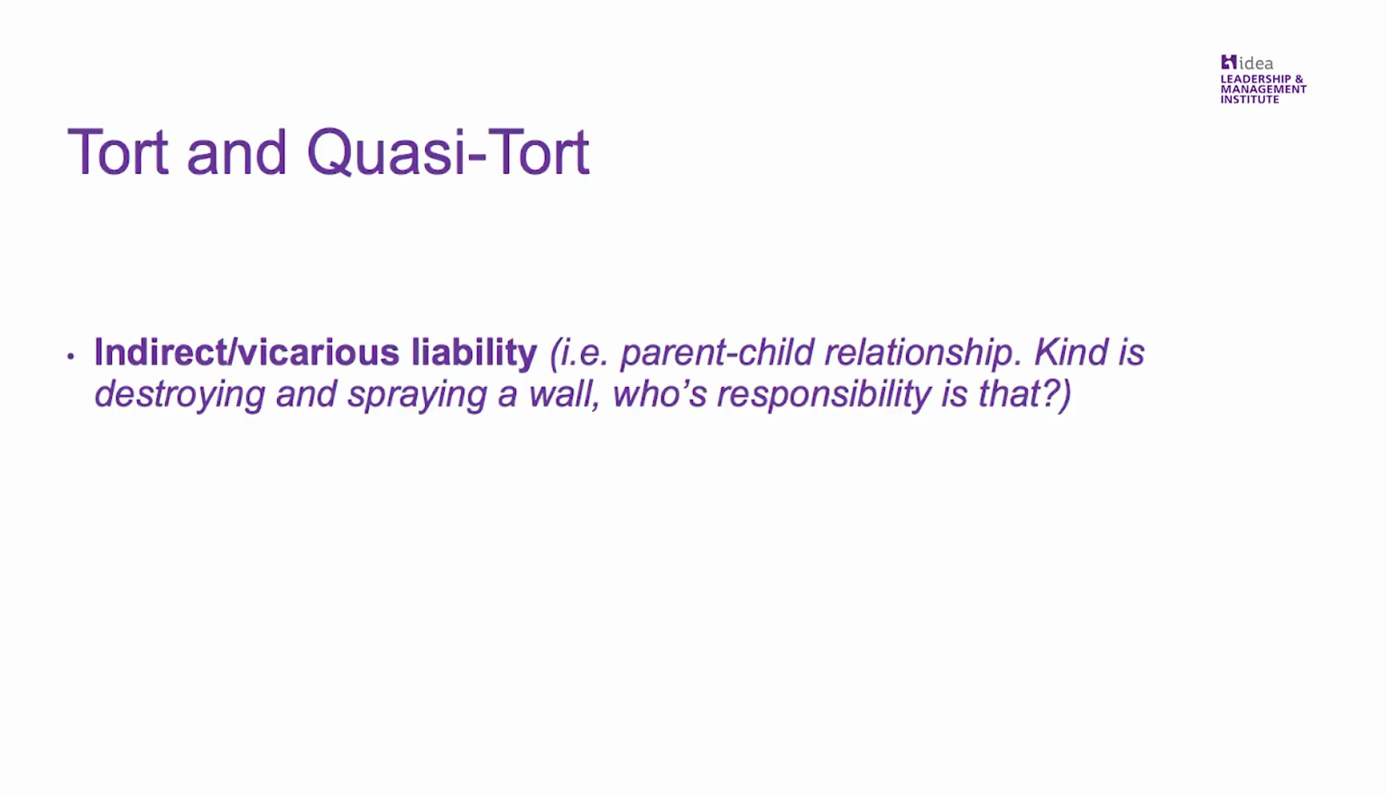Other instances of indirect responsibility, or we call it vicarious responsibility as well, is the parent and child relationship. If, for example, the child mischievously decides to break into a house, or decides to spray paint a particular household, whose responsibility is that? In that case, there is vicarious liability, and the responsibility is of the parents or the legal guardians in the absence of parents. So that's another degree of whose tort it is, whose fault it is.